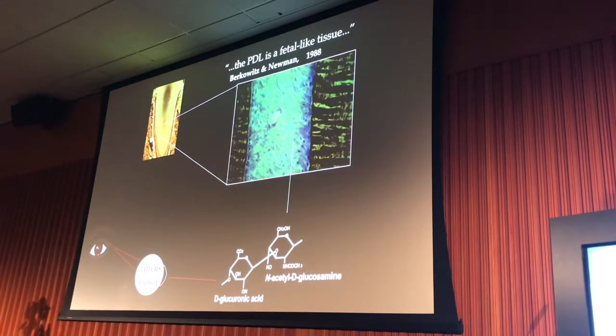Very few of us know that PDL and the humor vitreous are the only adult tissues that have a very high concentration of hyaluronic acid, because normally hyaluronic acid is in fetal tissues. That's why fetuses do not create scars if you do fetal surgeries. Up to the 7th, 8th month of gestation, no fetuses develop a scar. And the only two adult tissues that harbor so much HA are the eye and the PDL environment. This is why in 1988, Newman and Berkowitz were calling PDL a fetal-like tissue.